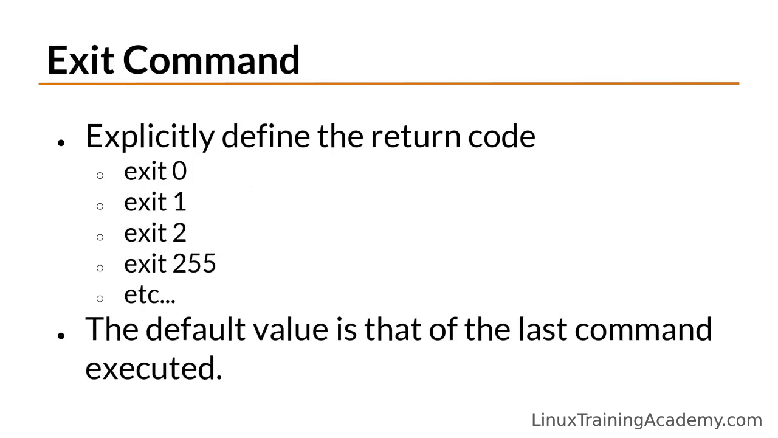Not only do normal commands return an exit status, but shell scripts do as well. You can control the exit status of your shell script by using the exit command. Simply use the exit command in your script and follow it with a number from 0 to 255. If you do not specify a return code with the exit command, then the exit status of the previously executed command is used as the exit status.